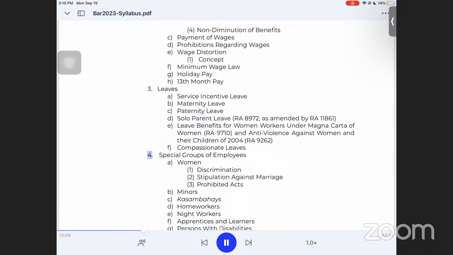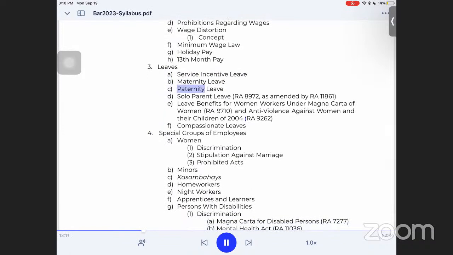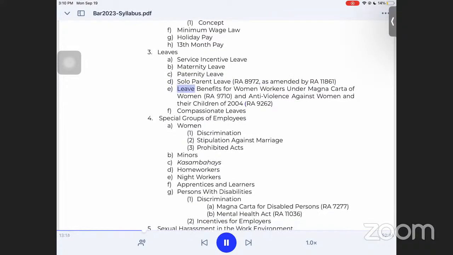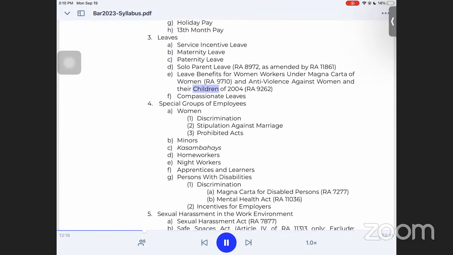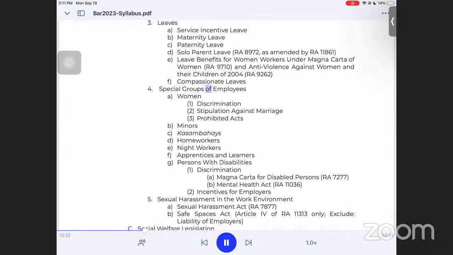3. Leaves. A. Service incentive leave. B. Maternity leave. C. Paternity leave. D. Solo parent leave, RA 8972, as amended by RA 11861. E. Leave benefits for women workers under Magna Carta of Women, RA 9710, and Anti-Violence Against Women and Their Children Act of 2004, RA 9262. F. Compassionate leaves.